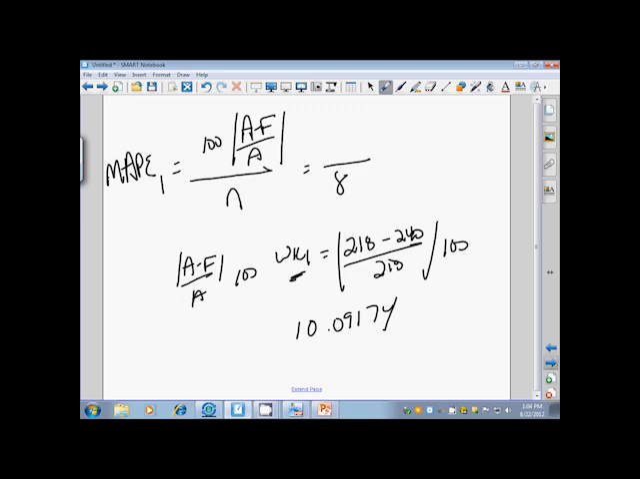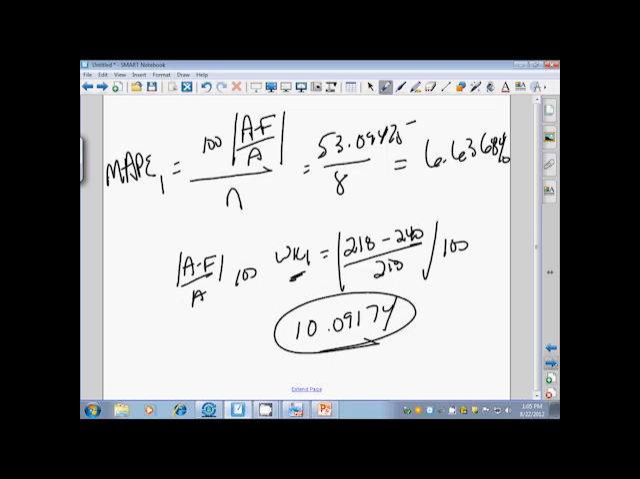After you get all 8 weeks done, you're going to add up all of these numbers. And I got 53.09475. I divide that by 8. And remember, this is a percent, 6.6368% of errors. So there's over 6.5% of errors going on there with the forecasting.